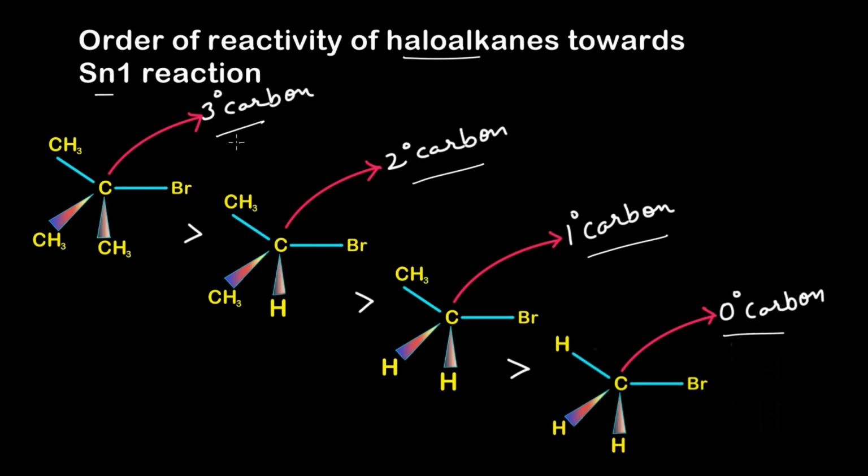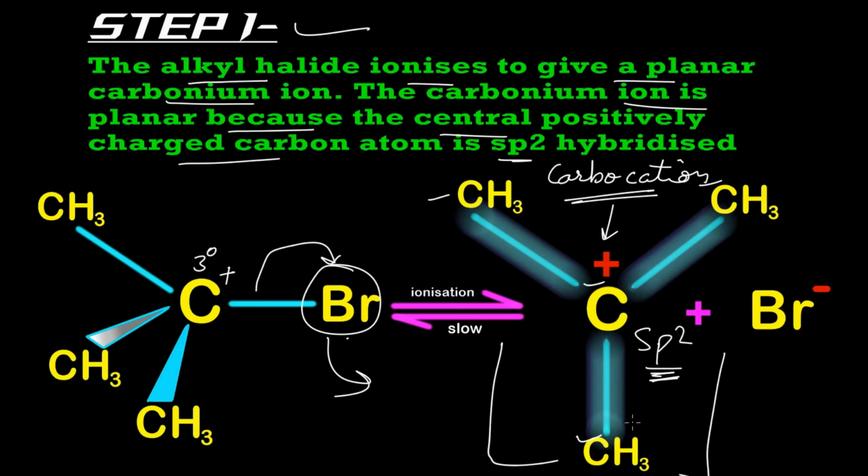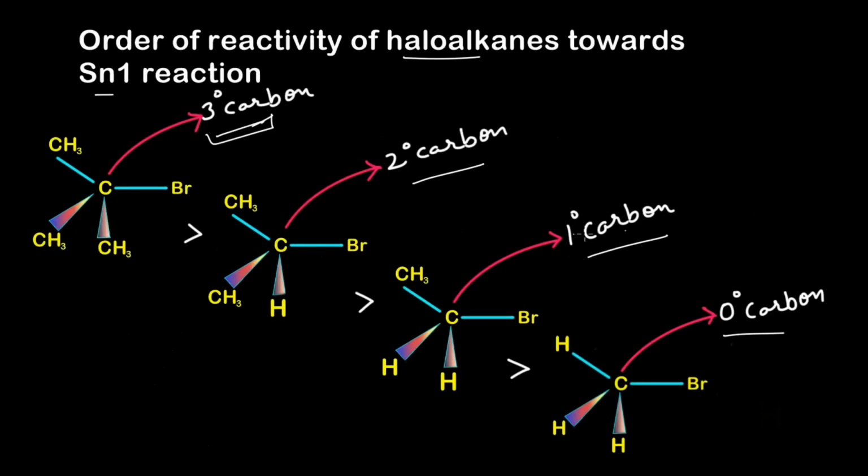Now why is the 3-degree carbon highly reactive towards the SN1 mechanism? If you remember, in the first step there is formation of a carbocation, and the stability of this carbocation formed will decide the fate of the reaction, right? So let's take a look at the order of reactivity once again. If this bromine is removed, a carbocation is formed. So this is 3 degree carbocation, this is 2 degree carbocation, this is 1 degree carbocation and this is 0 degree carbocation, right?